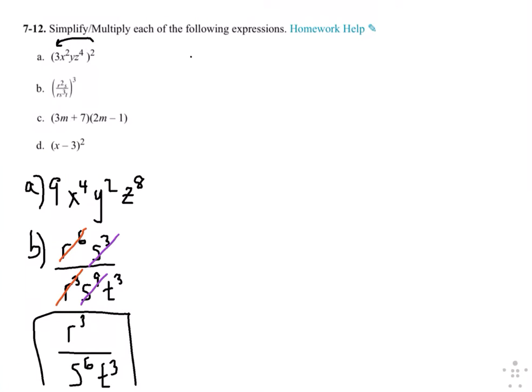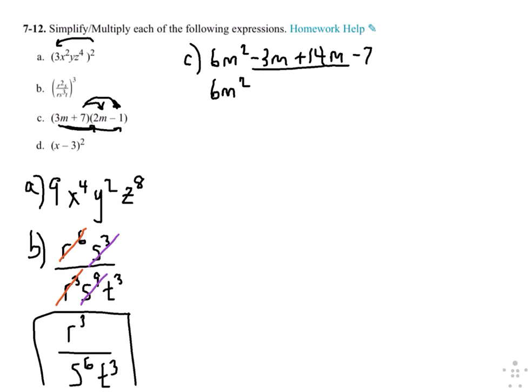And C, let's do C up here. We have to use FOIL. So 3m times 2m is 6m squared. 3m times negative 1 is minus 3m. 7 times 2m is 14m. And 7 times negative 1 is negative 7. So I have 6m squared. These are like terms. Plus 14 minus 3 is plus 11m minus 7.